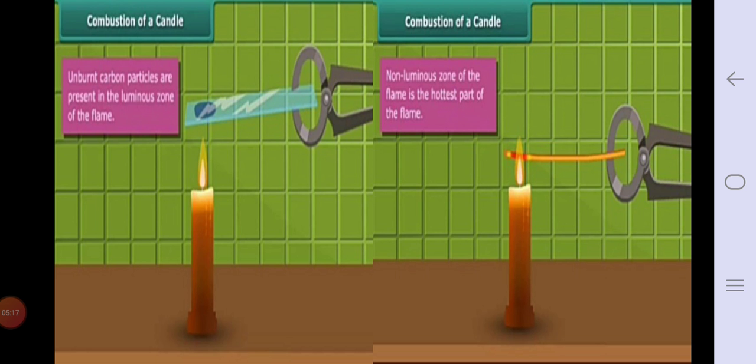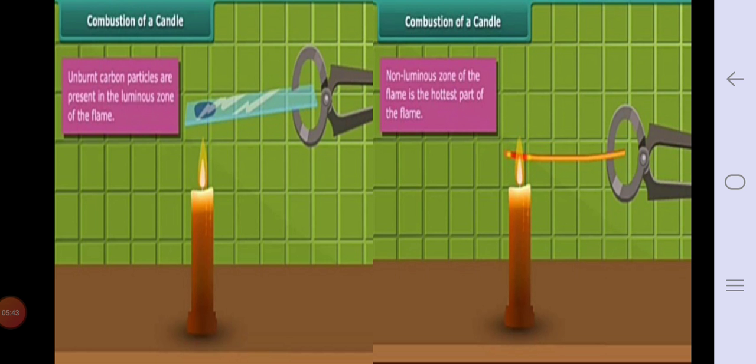A circular blackish ring is formed on the glass plate. You can see the blackish ring. In the picture you can see it in blue color. It indicates the deposition of unburned carbon particles present in the luminous zone of the flame. Hold a thin long copper wire now. See the next picture. Just inside the non-luminous zone of flame.